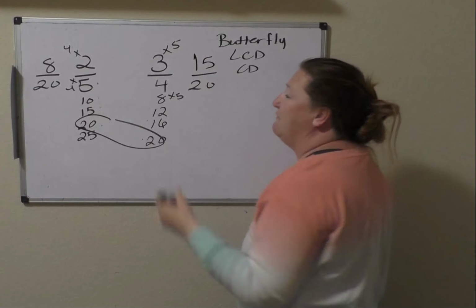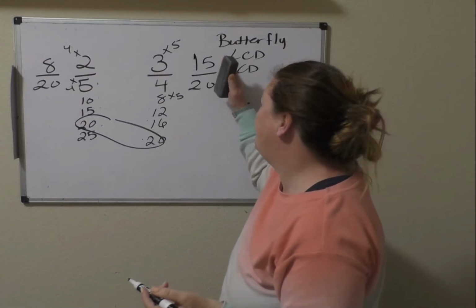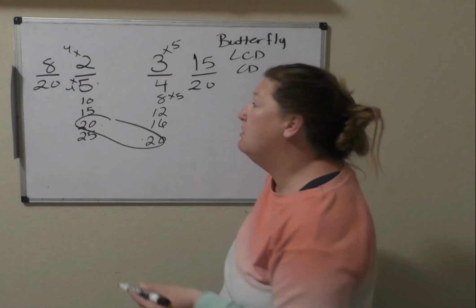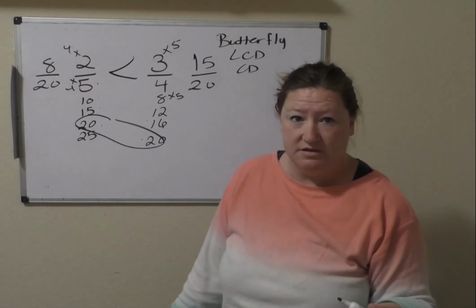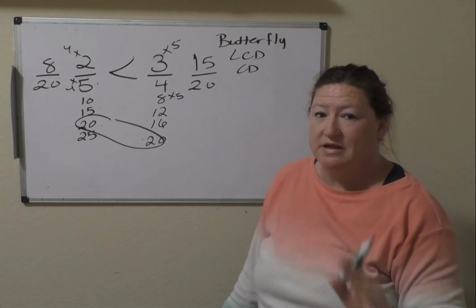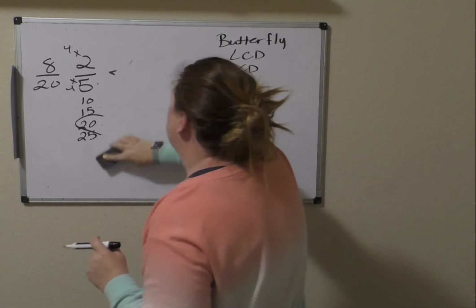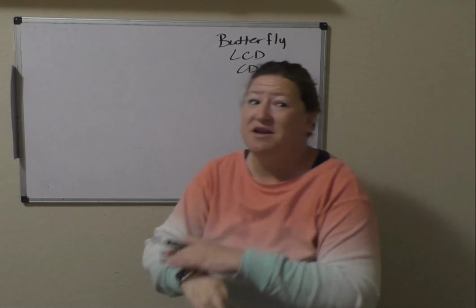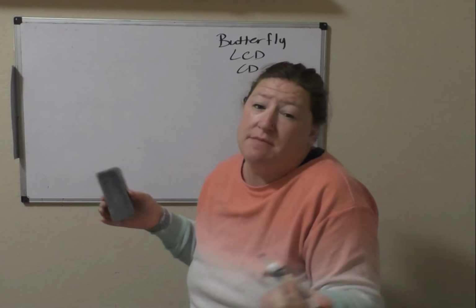And now because I have the same denominator, I can compare it. And I know that 15 is greater than 8. So 3/4 is greater than 2/5. So that's number 2. My last one I want to share with you is just finding a common denominator. It doesn't have to be the least common denominator.